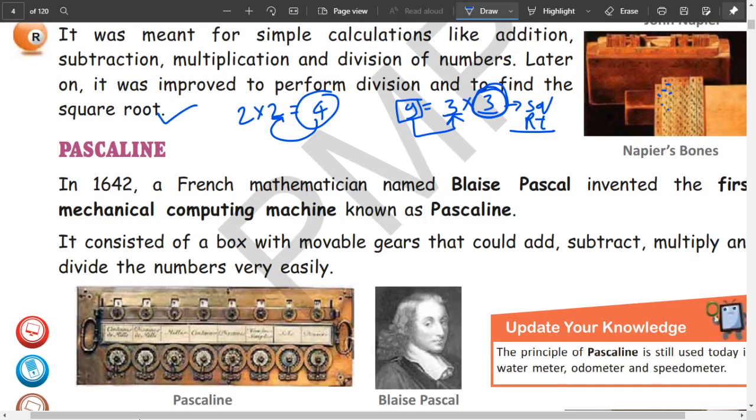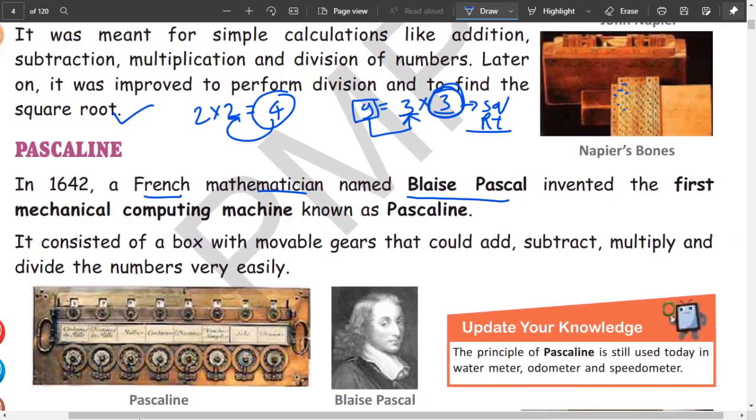Now Pascaline. There was a French mathematician named Blaise Pascal, and he invented the first mechanical computing device known as Pascaline. It consisted of a box with movable gears. What are gears? I will let you know. It could add, subtract, multiply, and divide numbers very easily. So gear means, somewhere in settings you can see, whenever you open settings, you can see this type of architecture there. These are called gears.